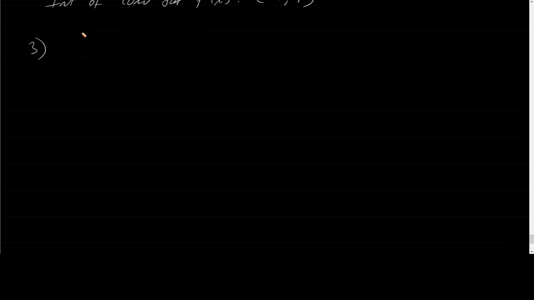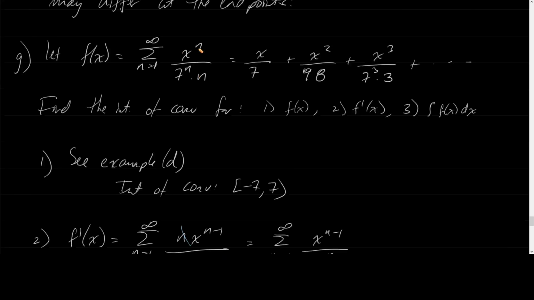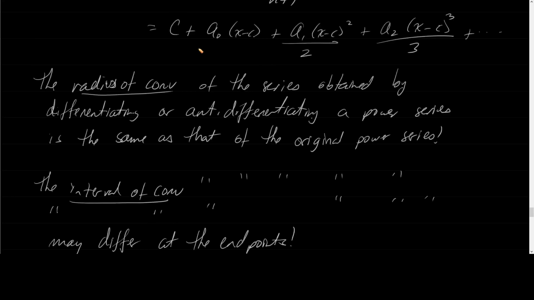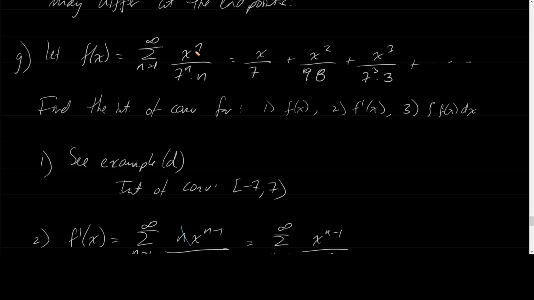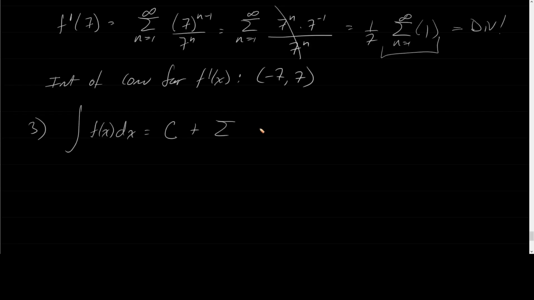So first, let's figure out the antiderivative of f of x dx. Well, in this case, it's going to be c plus, well, we need to add 1 to the exponent and divide by the new exponent. Add 1 to the exponent, divide by the new exponent, right? So in here, we're going to have the series of add 1 to the exponent, divide by the new exponent. And we're still going from 1 to infinity, right?